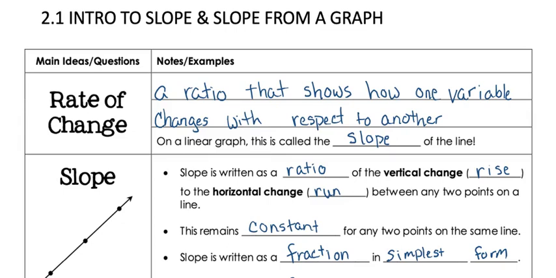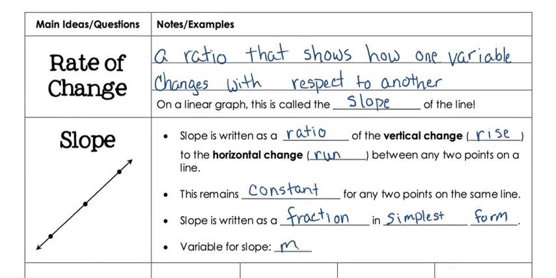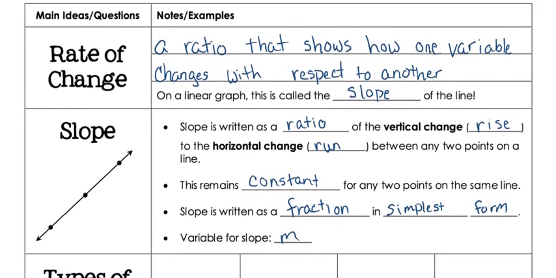Again, rise over run. All of those words that you've heard really just break down to we're trying to find the slope of a line. And here's some important vocab. So this is going to be one of those places where you'll want to pause your video, make sure you get everything written in. The rate of change is a ratio that shows how one variable changes with respect to another. On a linear graph, this is called the slope of the line.